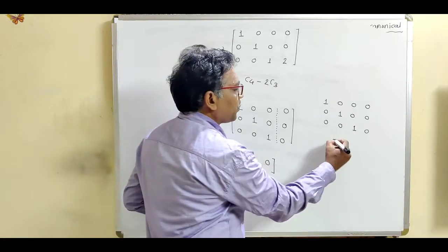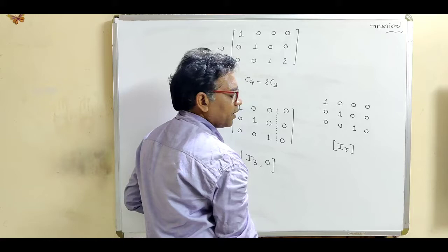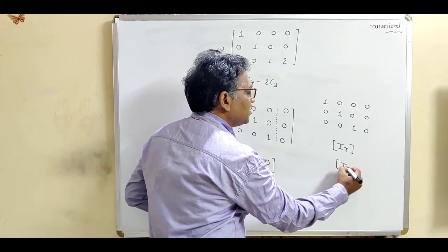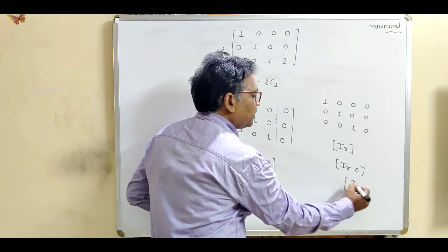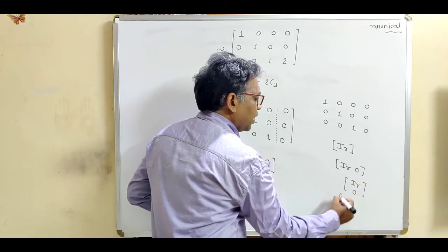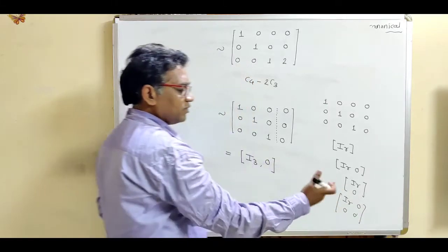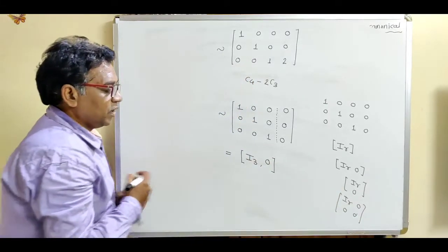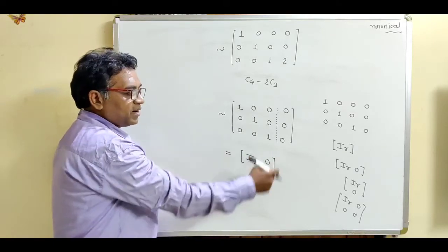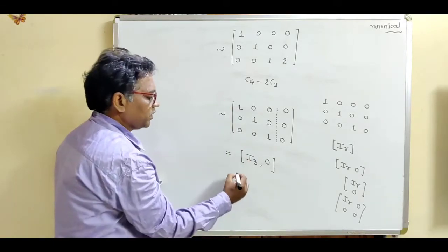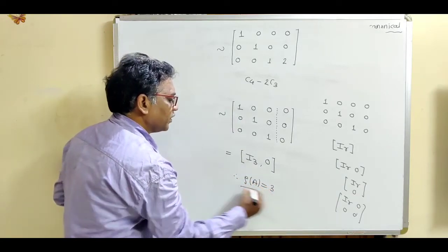There are four types of normal form. First normal form is the matrix Ir. Second normal form is the row matrix [Ir 0]. Third type of normal form is the column matrix [Ir; 0], and the fourth type of normal form is the matrix [Ir 0; 0 0]. So obviously this is the second type of normal form, which is the matrix [Ir 0]. So what is the rank of the given matrix? Therefore, rank of A is equal to 3.